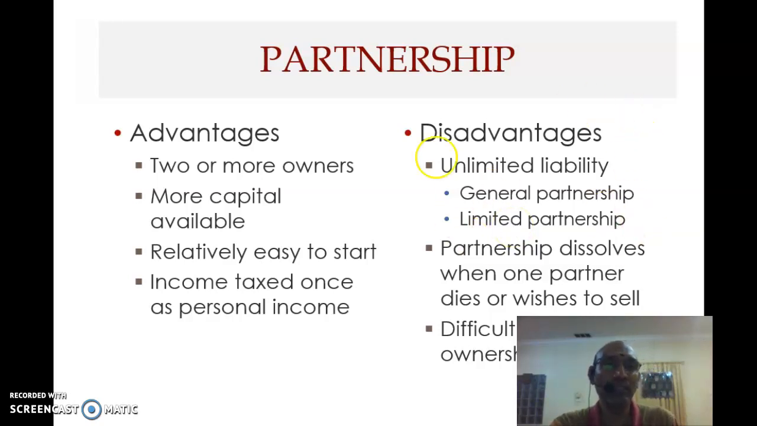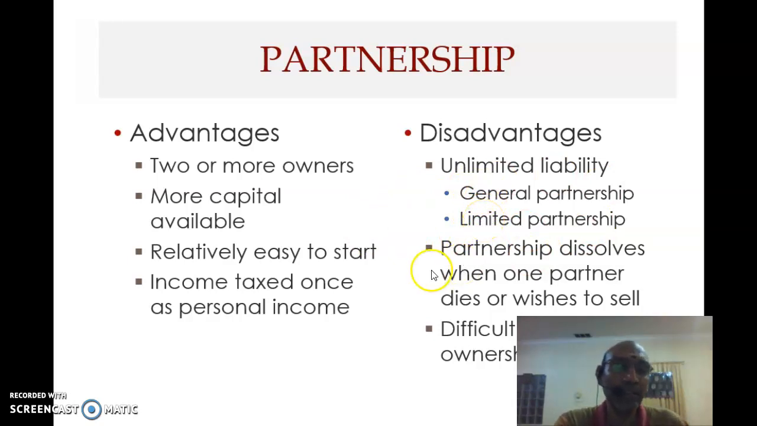Okay, so this is a disadvantage. Generally speaking, in a partnership, the liability is unlimited for the partner. But in a limited partnership, the limited partners will have limited liability, but the general partner will have unlimited liability. So you need to see the clear difference between the two.